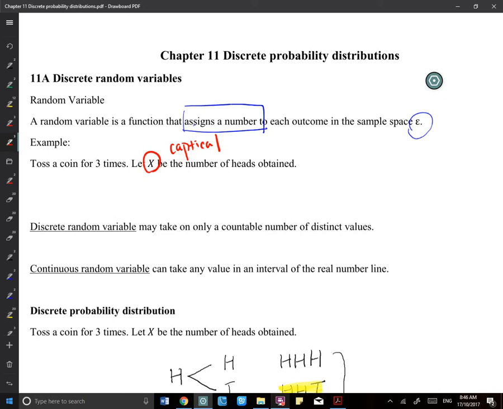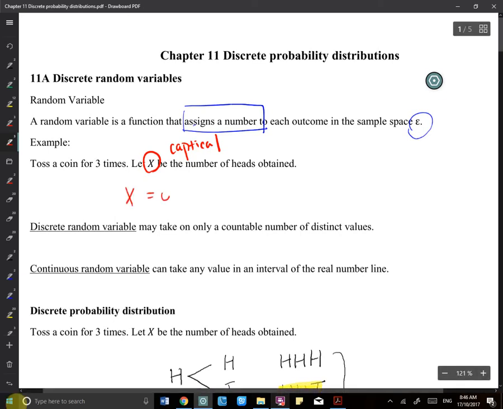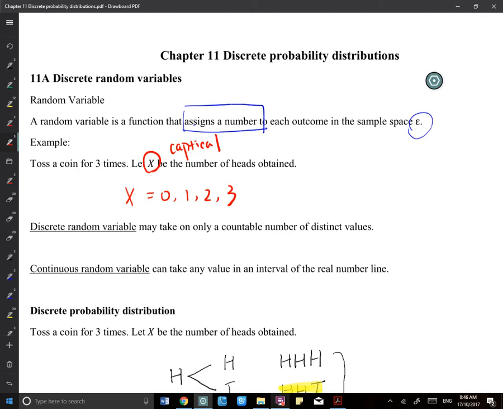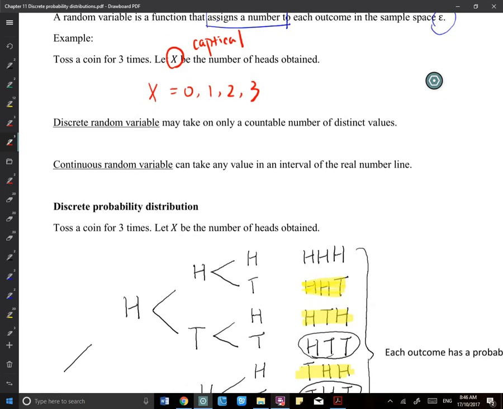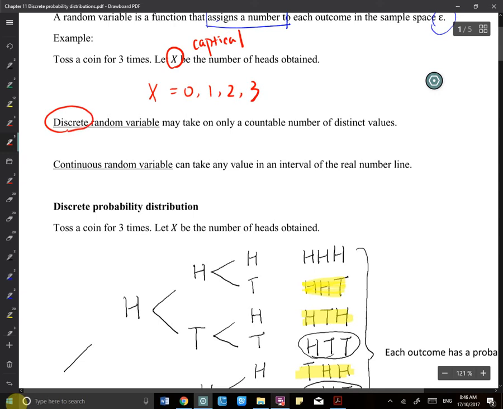So what can x be in this case? Your x can be 0, 1, 2, or 3. That is the number you're varying. They are not equally likely events. It's not the same to achieve 0, 1, 2, and 3. I'll tell you why later. But those are the values that x can take: 0, 1, 2, 3 in this case. We have 2 types of random variable. One type is called discrete, and one type is called continuous.